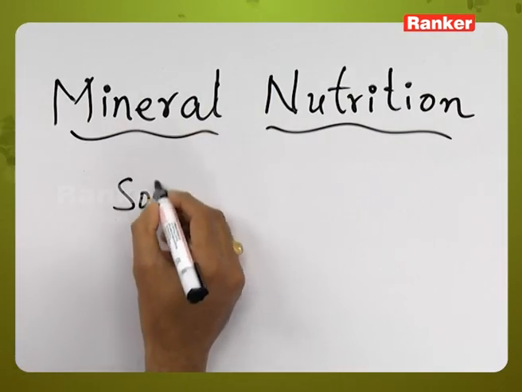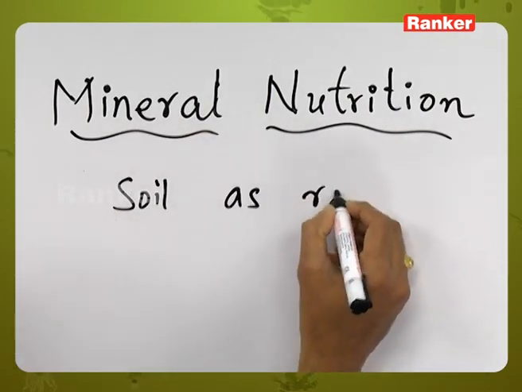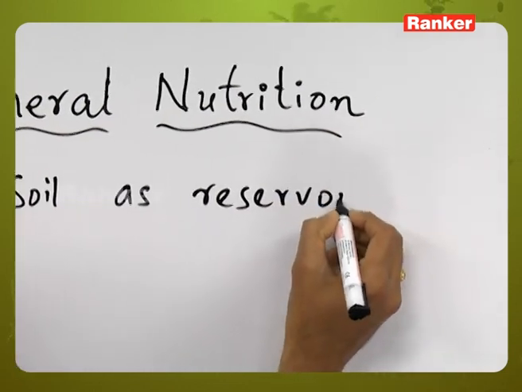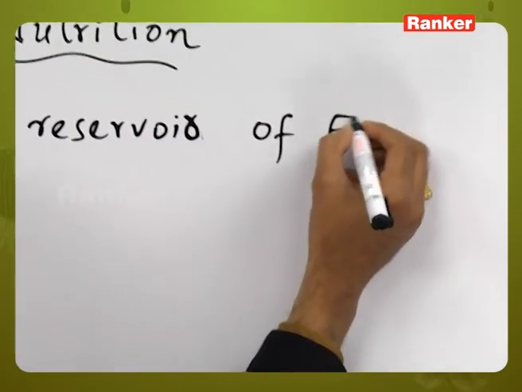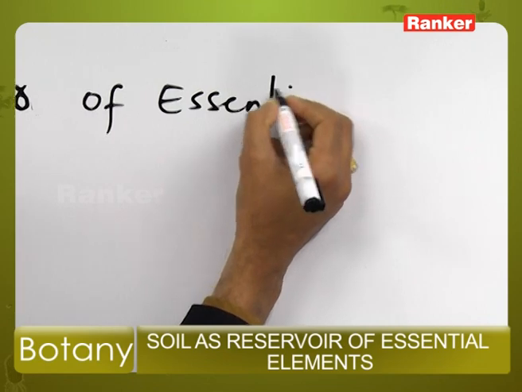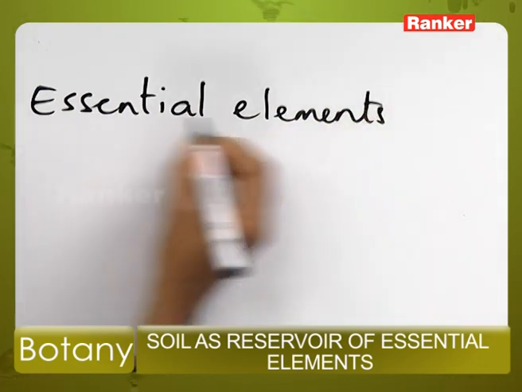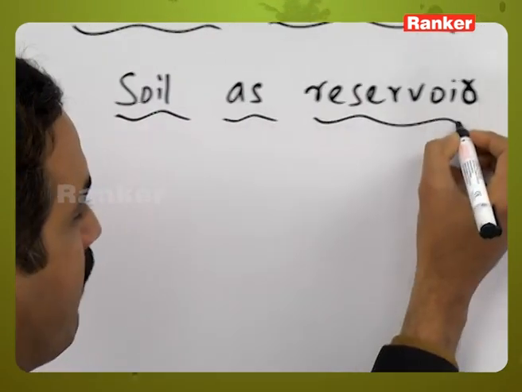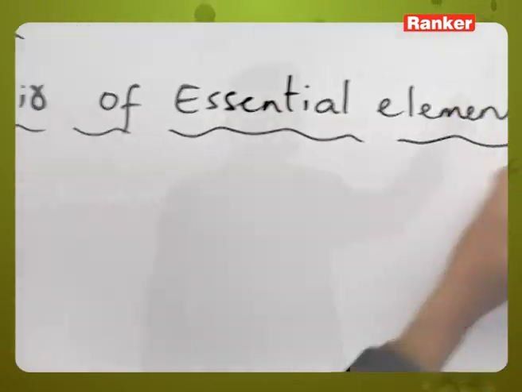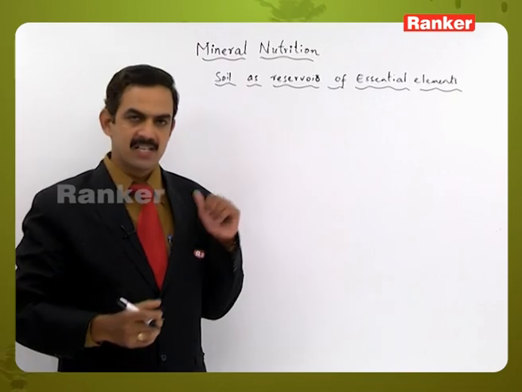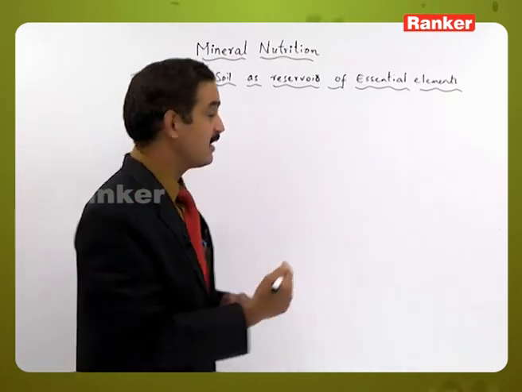Soil as a reservoir of essential elements. So the plants require different types of essential elements which are required for the growth and development of the plants. So from where are the plants getting these nutrients? From soil.